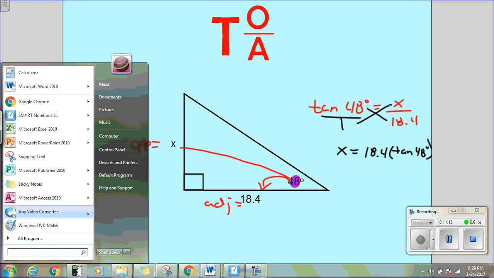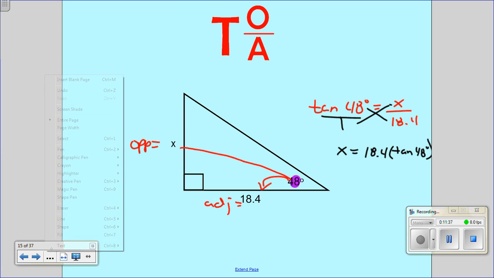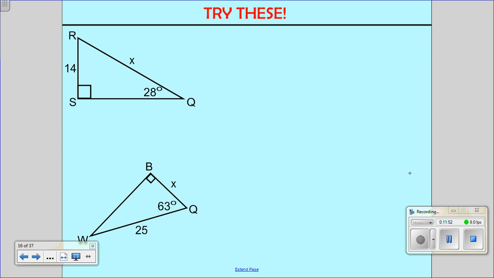So now grab my calculator, type it all in one step. So I would have 18.4 times tangent of 48, close parentheses, and hit enter. And I get 20.44 approximately. Please try these two on your own. Find x in both pictures.